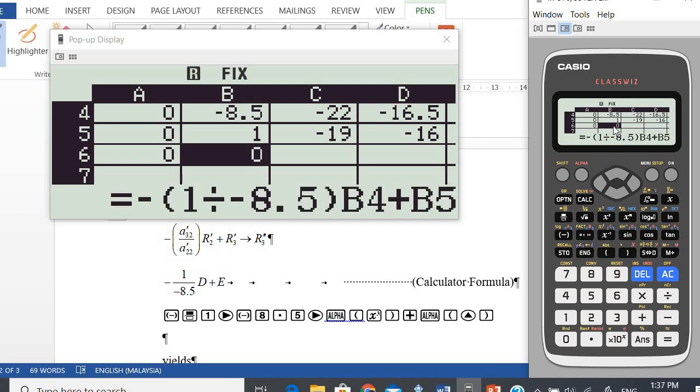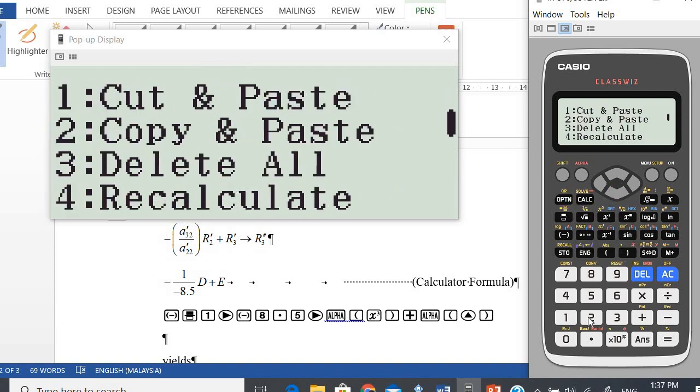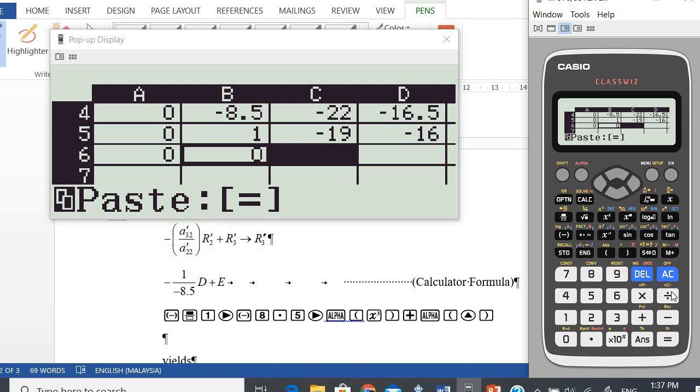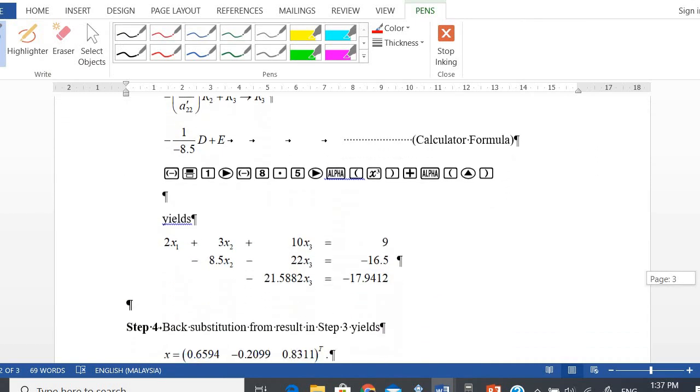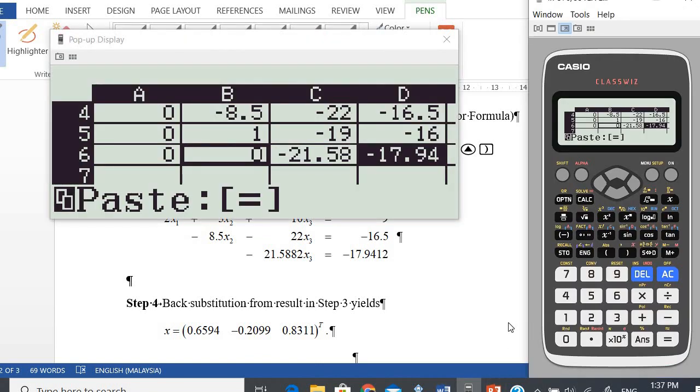Okay, and then we copy the formula from B6, paste it to C6 and D6. So to copy, options, go down, copy and paste, then move to C6 equal, move to D6 equal. Okay, you can check the solution with the normal calculate mode. The result of step 3 is put into row 6. This is 0, 0, second column. The third column, negative 21.58. This is negative 17.94.